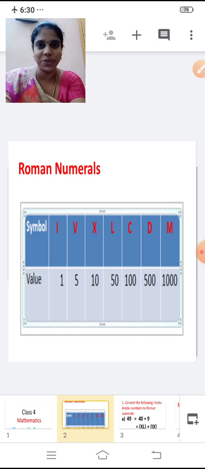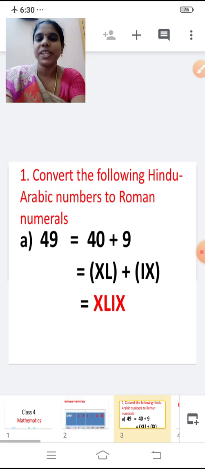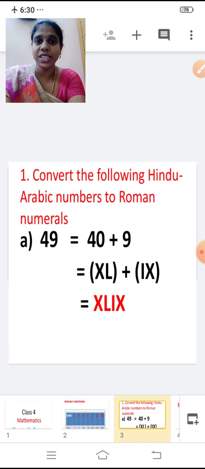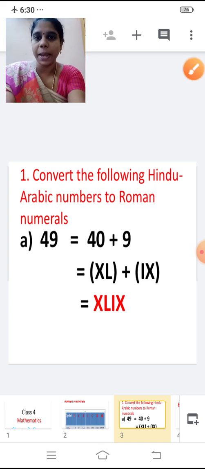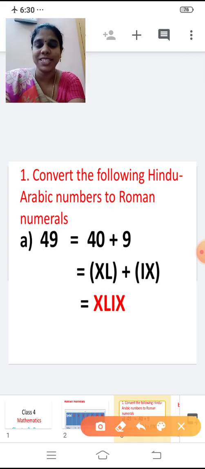I hope you all know this, right? So now we'll have a revision of these sums. First one, convert the following Indo-Arabic numbers to Roman numerals. The sum is given in Indo-Arabic numbers that you're going to change into Roman numerals. So first one, 49, you're going to change into Roman numerals.